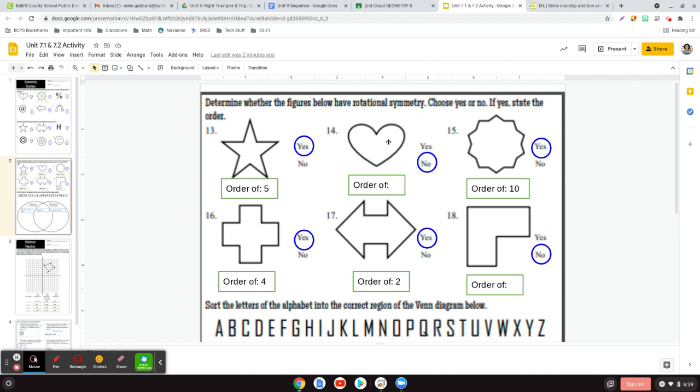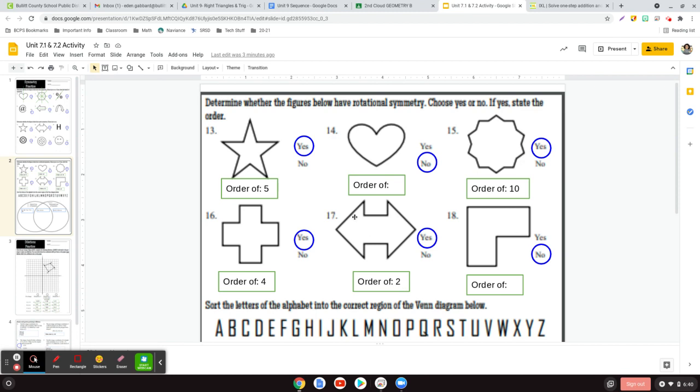So on this one, it's a yes, and it has an order of 10 because we can turn this 10 times before this original point comes back to the top and it looks the same. 16 is yes with an order of 4. 17 is a yes with an order of 2.